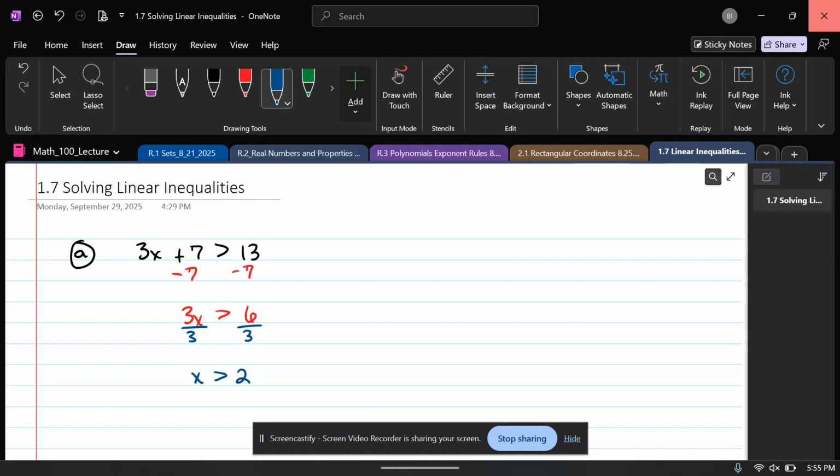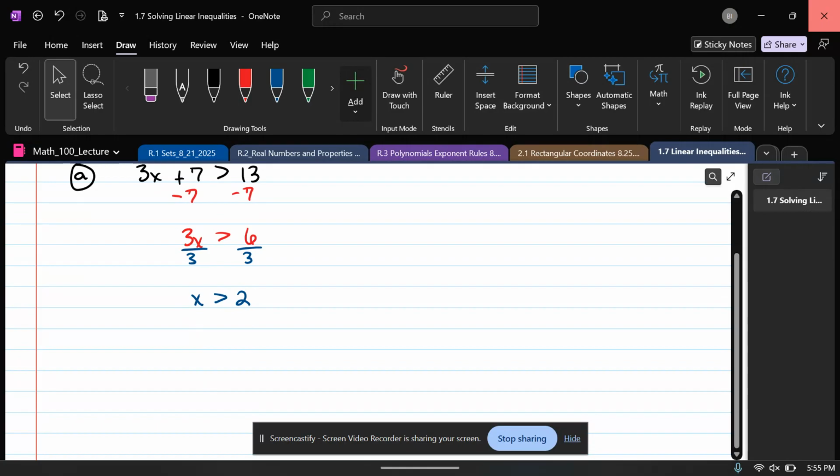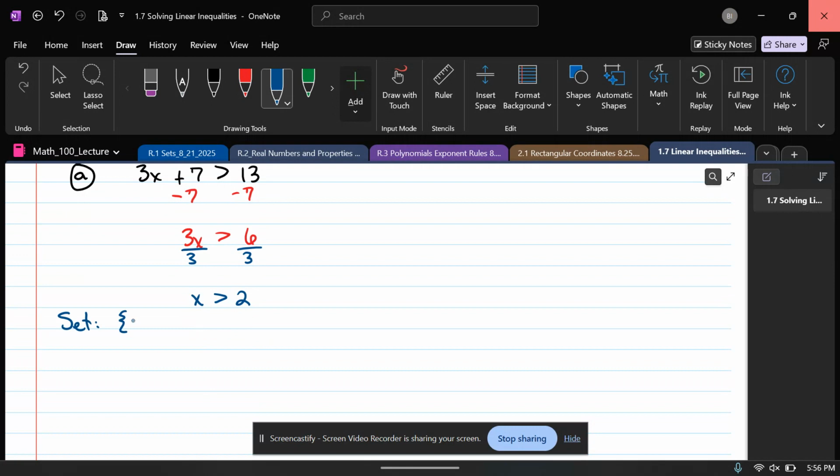There are 3 different forms of the answer we need to be able to write. The first form is called the set form, or set notation. So a little curly brace, we're going to write an x, and then a straight up and down bar, and then the inequality, x is greater than 2.